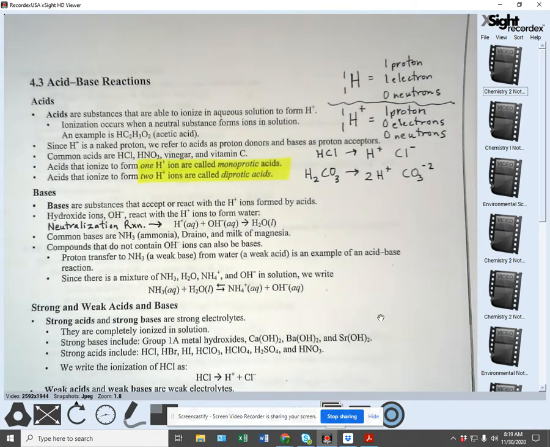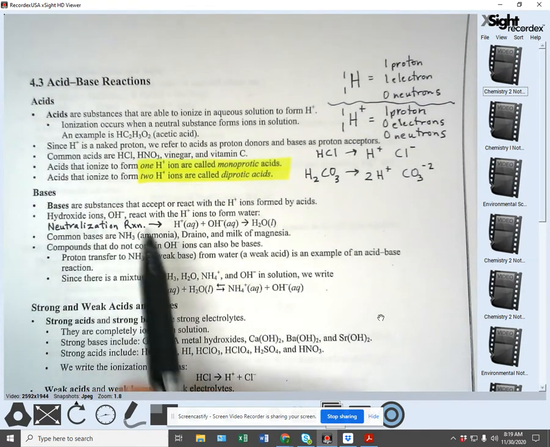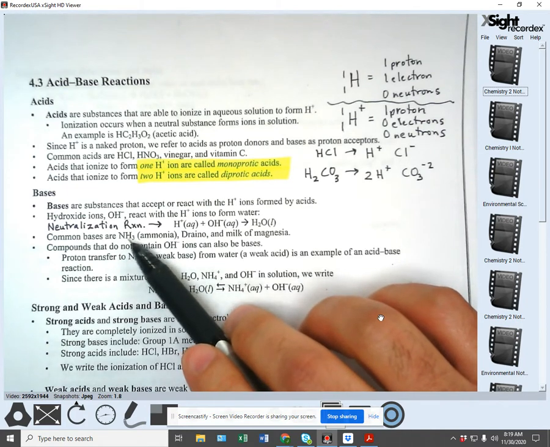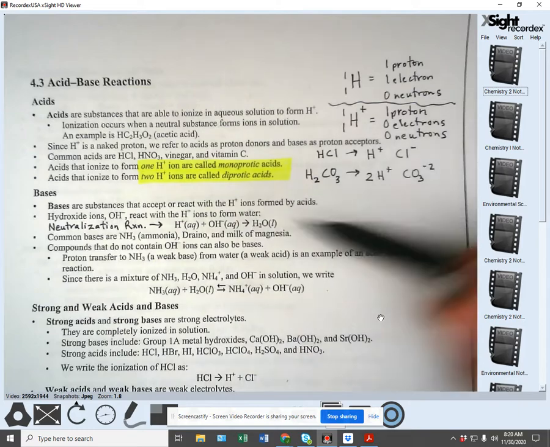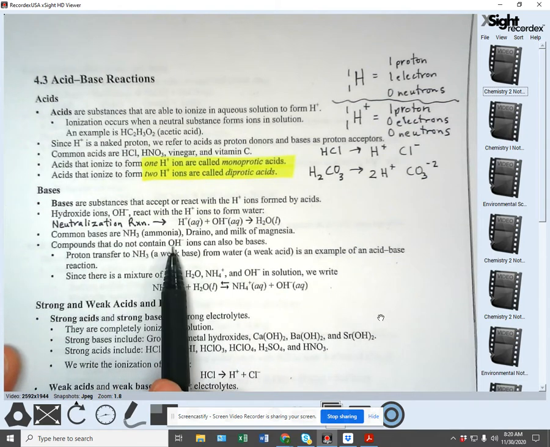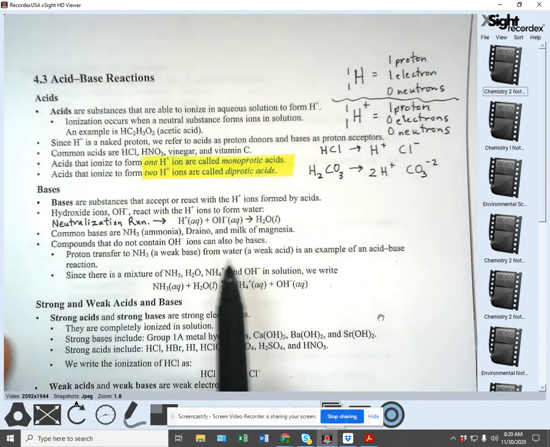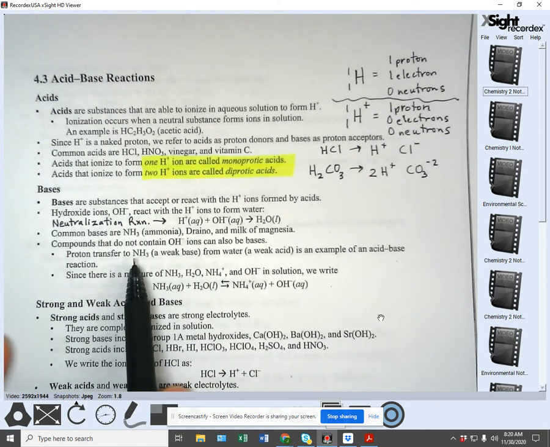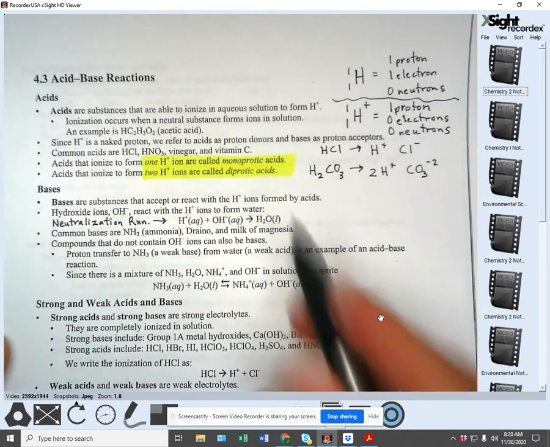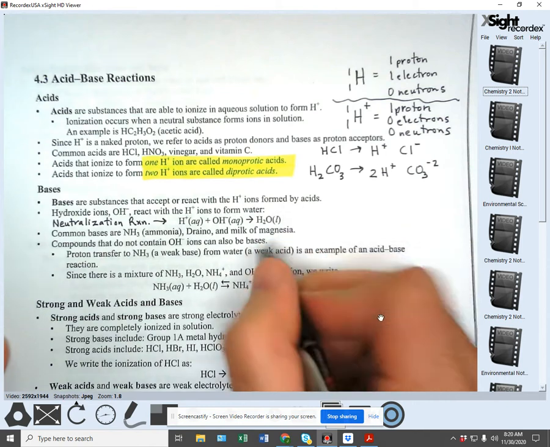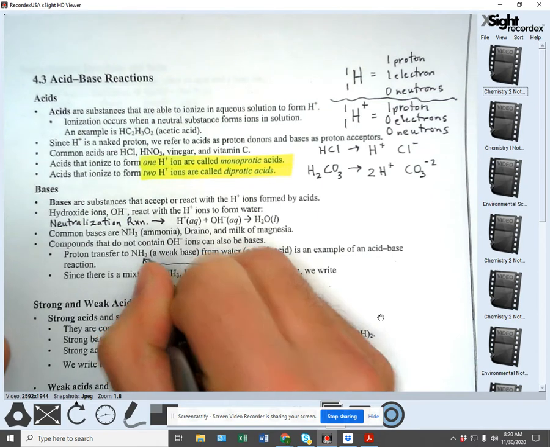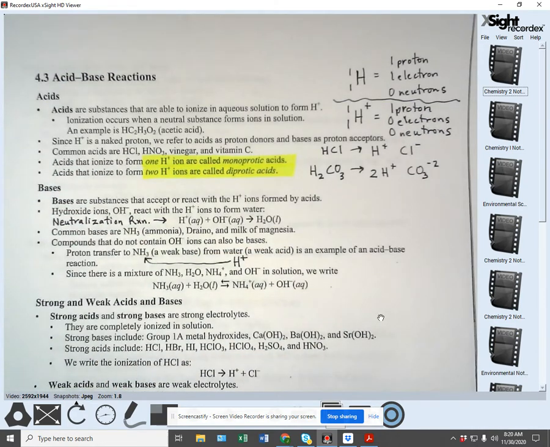Okay. All right. So they give us some common bases. You should memorize that ammonia is a common base because that's not one that has a hydroxide on it. We usually know that most things that have a hydroxide are common bases, but ammonia is not like that. So compounds that do not contain hydroxide can also be bases. You get a proton transfer to NH3, which is a weak base, from water, a weak acid. So water would give off a hydrogen ion, and that would transfer to ammonia. Okay.